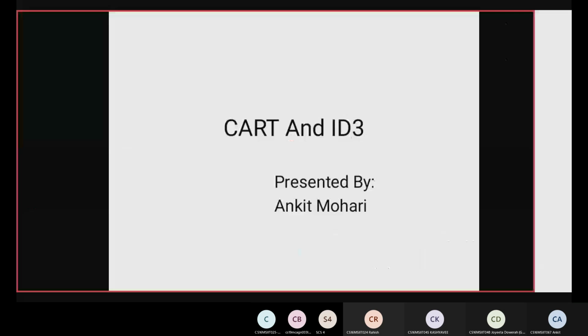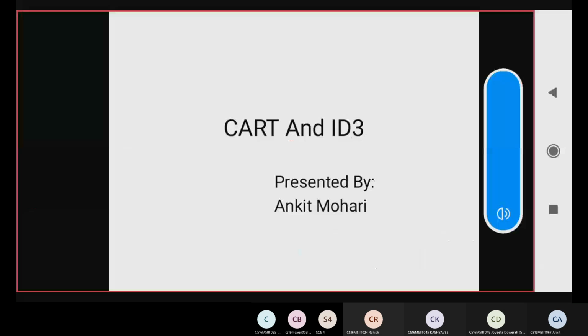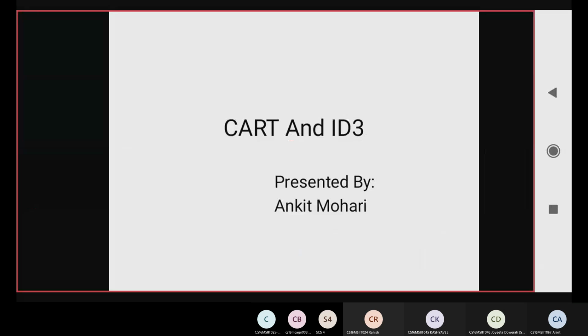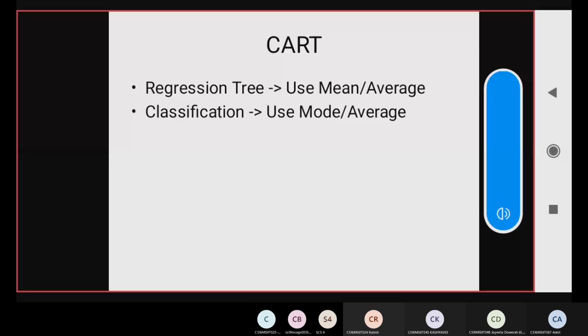Okay, so good afternoon, everyone. My name is Ankit, and today's discussion topic is about CART and ID3. I will discuss all the overviews that are important for us. So first CART, that is the classification and regression tree.